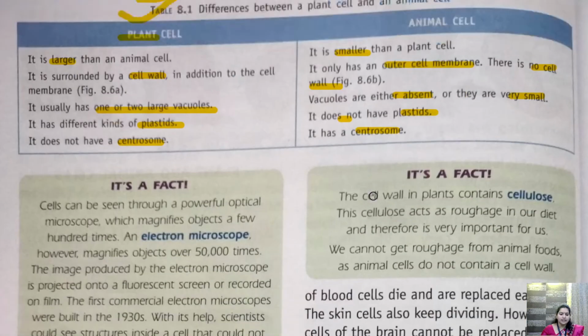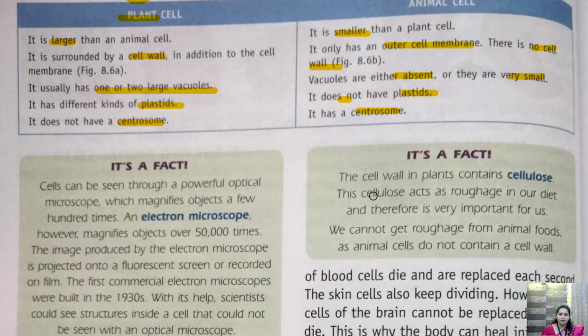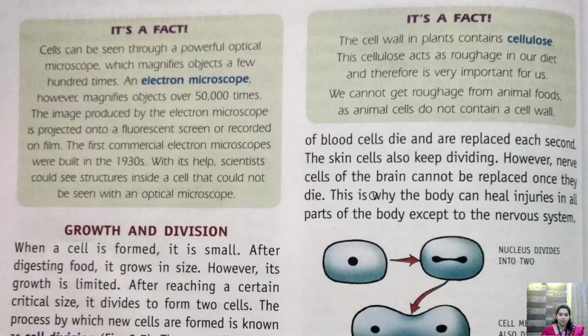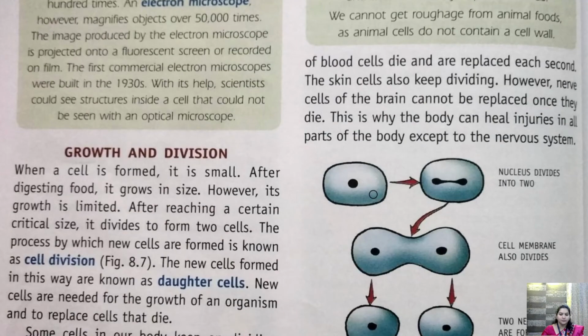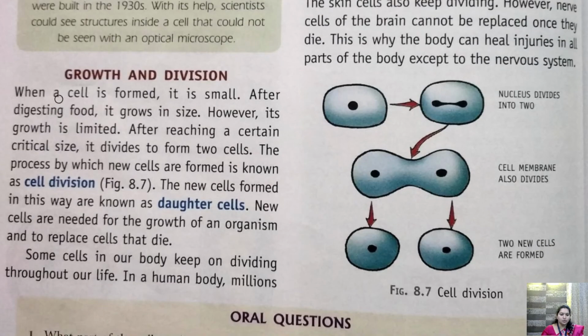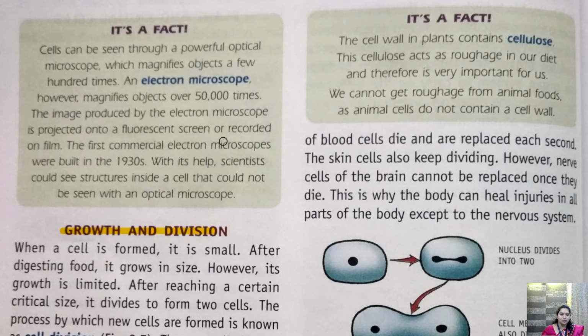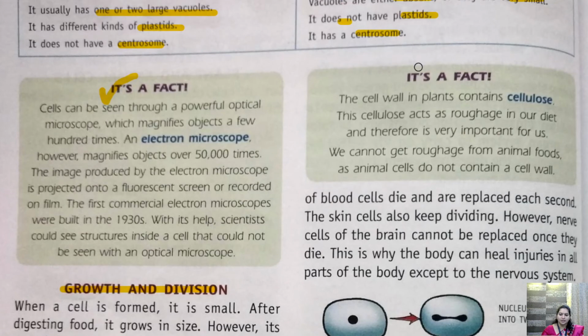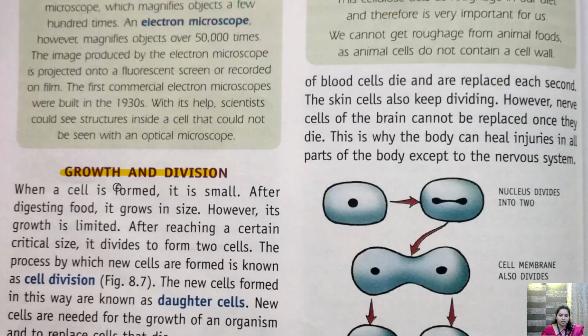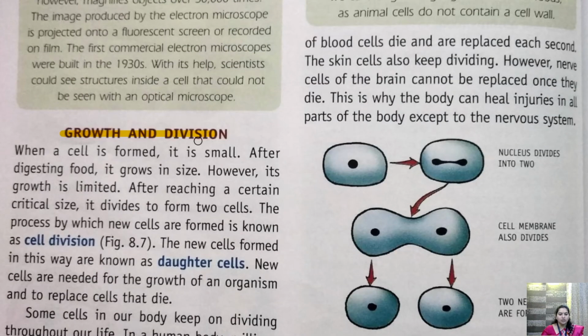Getting it? These are the differences which are very, very important, children. You should learn it very carefully. Okay. Now coming on to the growth and division, children, do read these facts to enhance your knowledge. This is very important. Cell walls in plants are made up of cellulose. Okay, so please read these facts, it is important. Okay, now growth and division.